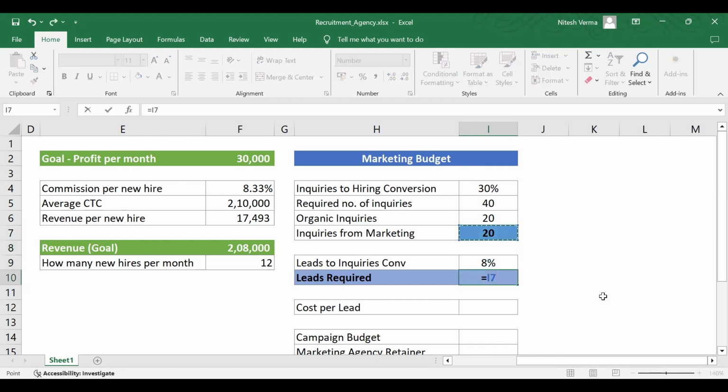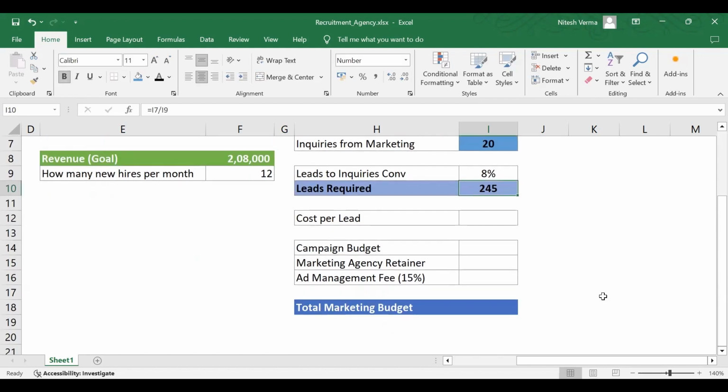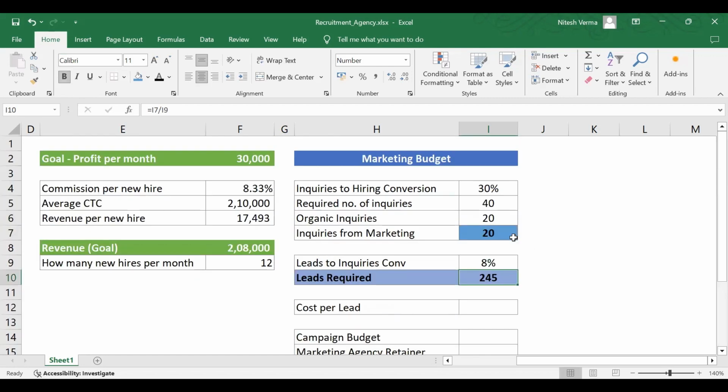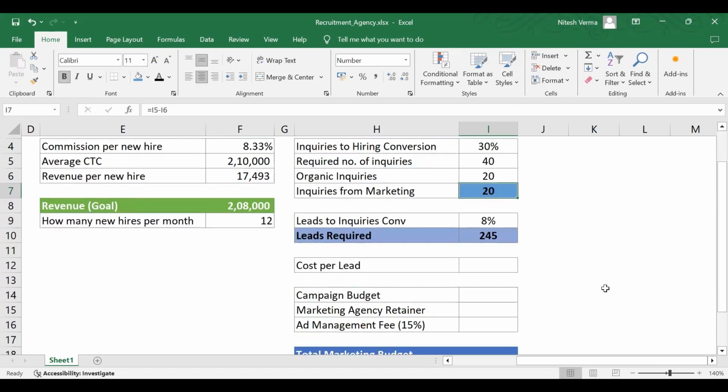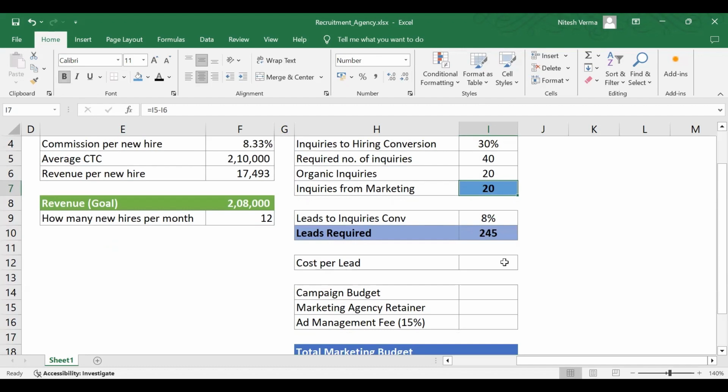So again, it's 20 divided by 8. So they need to generate 245 leads every month to be able to generate 20 inquiries from their marketing campaign. And let's say the cost per lead, which is something they would know historically, or the marketing agency will be able to guide them through. Let's say the cost per lead, for example, here is 26 rupees.